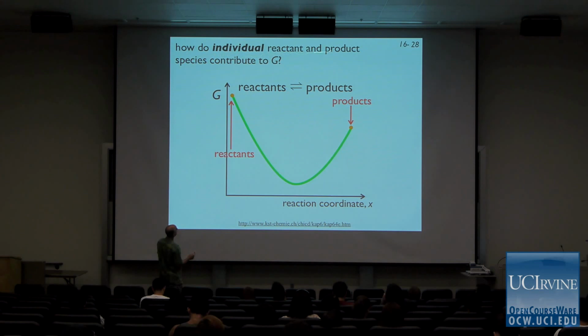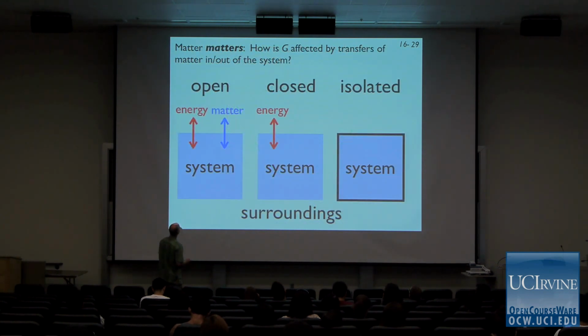Okay, so how do individual reactant and product species contribute to G? We know we have pure reactants here, pure products here. How does this work? And how is G affected by transfers of matter in and out of the system? We're talking specifically about open systems now. This problem only exists with open systems. There are no exchanges of matter possible here, or certainly here. So we haven't said anything about this stuff. How is the Gibbs energy affected by matter fluxes?